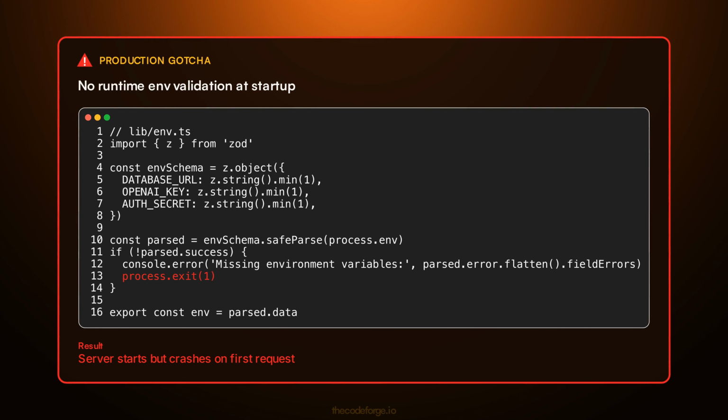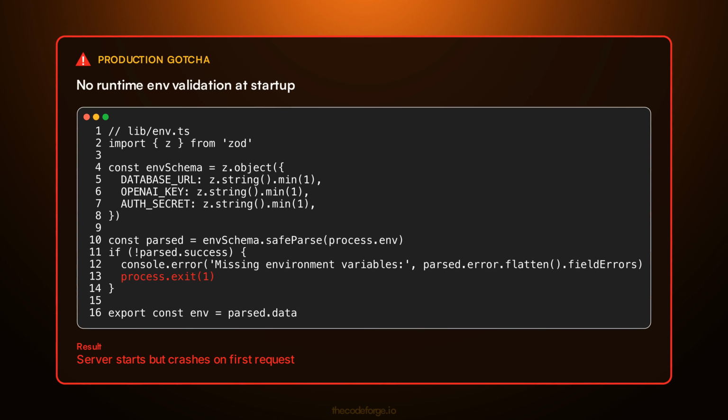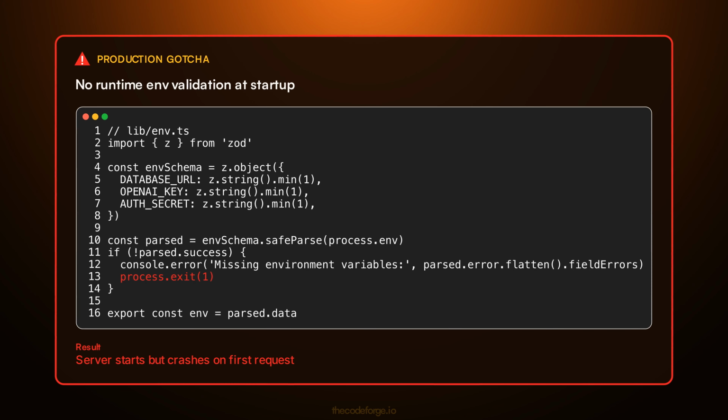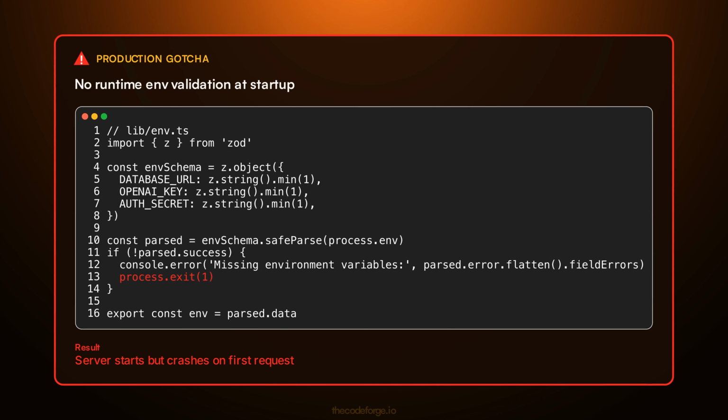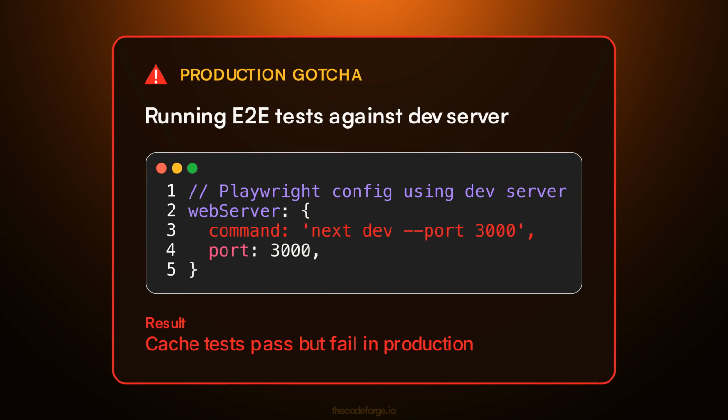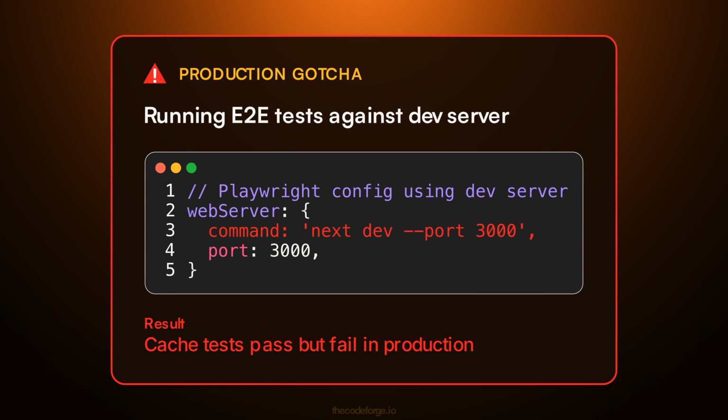Without runtime validation, the server starts even if a critical env var is missing. The error only surfaces when a user triggers code that accesses the variable. Adding a Zod schema that calls process.exit(1) on startup catches the issue immediately, preventing the tests-pass, production-fails scenario. The dev server has no full route cache, no ISR, no data cache.